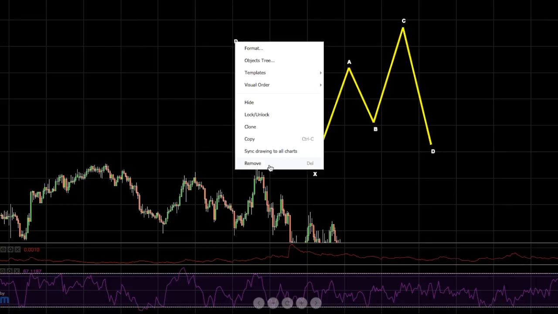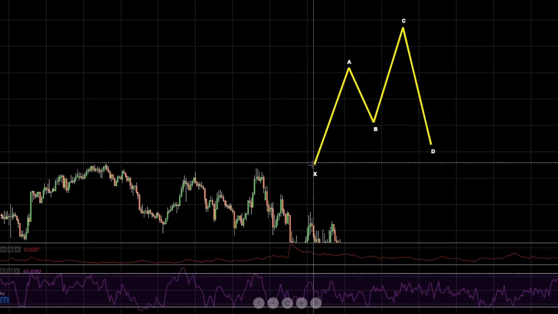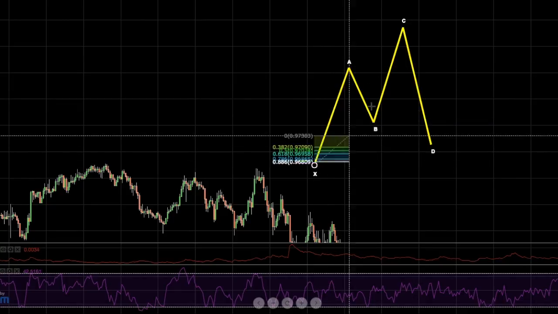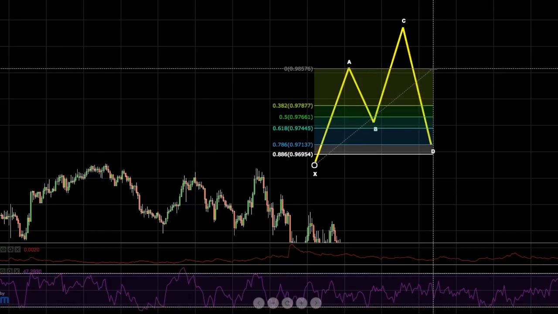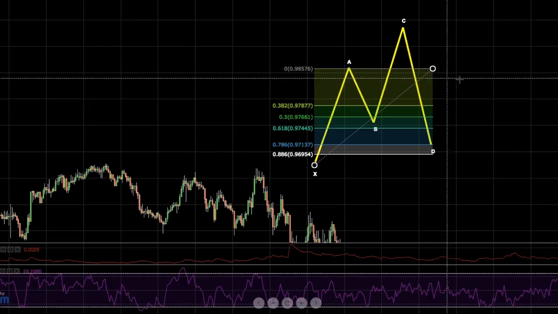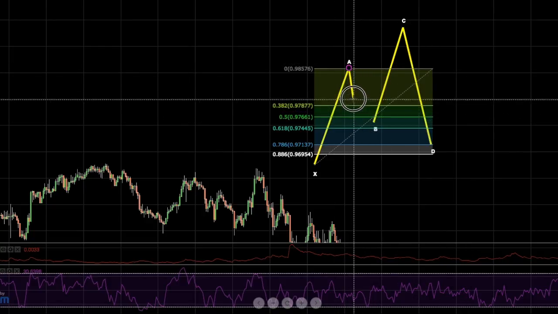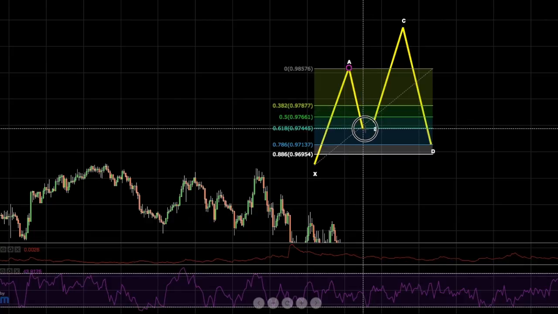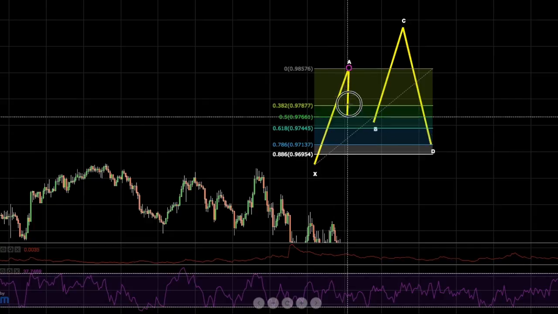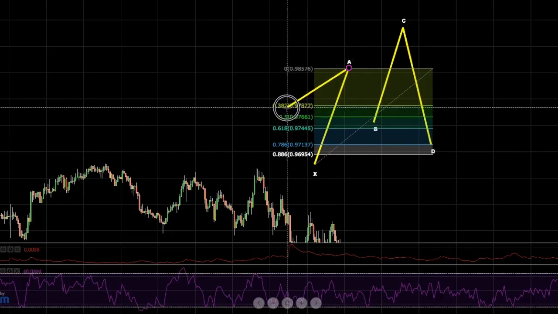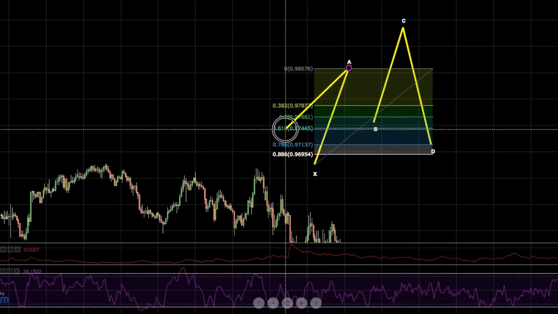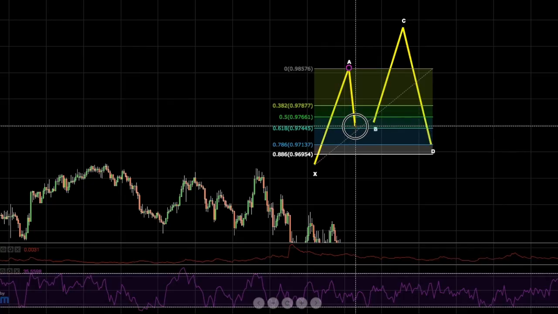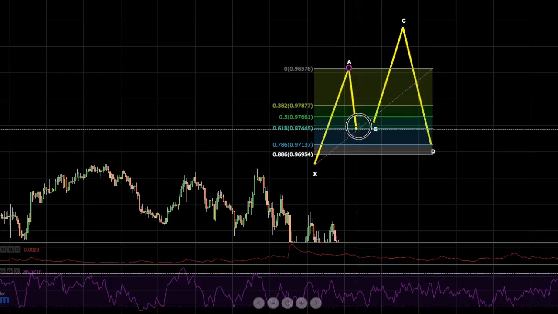So the first rule of the Cypher pattern is that we have to have an initial leg up, or an impulse leg. We measure out a retracement. Our first retracement, measured from X to A, has to at least touch the 38.2, but cannot close below, in this case, the 618. So the wick can actually touch the 618 and exceed the 618, but the candle cannot close below the 618.